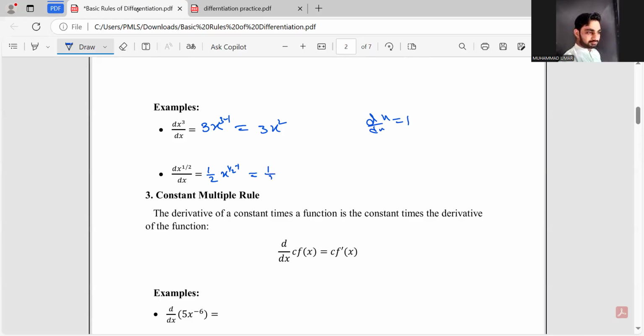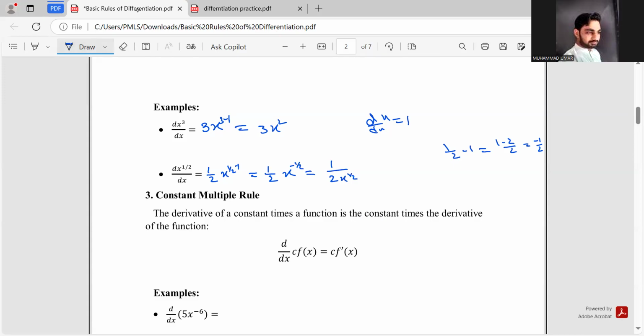So it will be 1 by 2 times x raised to power 1 by 2 minus 1. When we take the LCM, it will be equal to (1 minus 2) over 2, that will be equal to minus 1 by 2. And this can also be written as 1 by 2 times x raised to power 1 by 2.